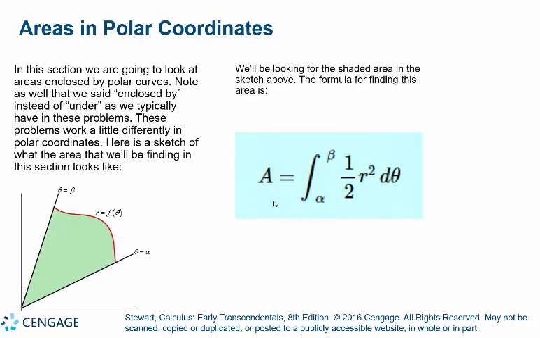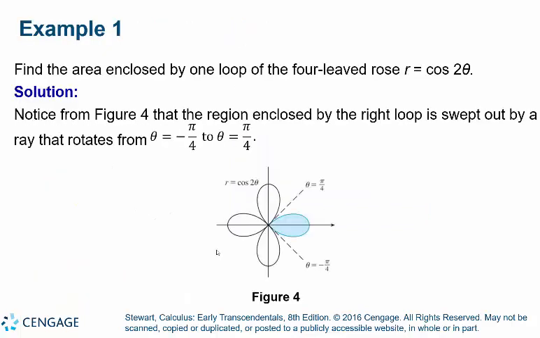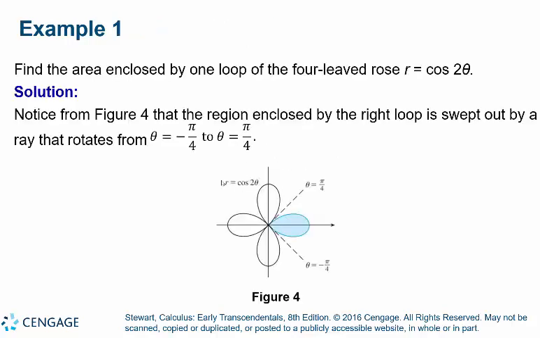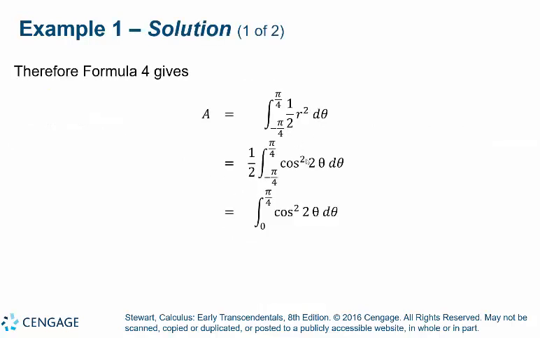So if you look back at our formula, we've got 1/2. We know what r is. We know the starting angle. We know the ending angle, alpha and beta. So we can just plug it right into this formula and find that area. So the area, again, we're going to integrate from negative pi over 4 to pi over 4 of 1/2 r squared d theta. I'm just going to pull the 1/2 out. Looking back, where does this cosine squared 2 theta come from? Well, that comes from the r right here, cosine of 2 theta, so the formula tells us to square it.